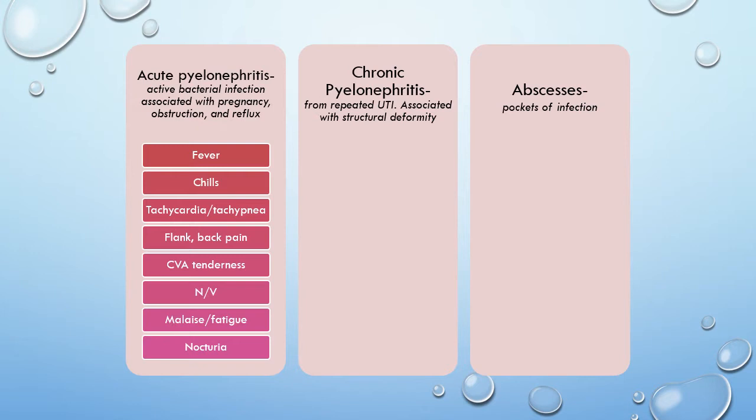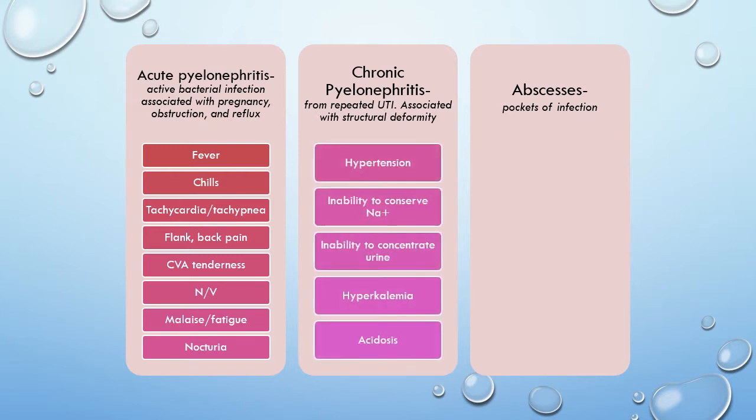Chronic pyelonephritis is associated with repeated UTIs and generally also associated with structural deformity. Clinical manifestations include hypertension, the inability to conserve sodium, the inability to concentrate urine, hyperkalemia, or acidosis.